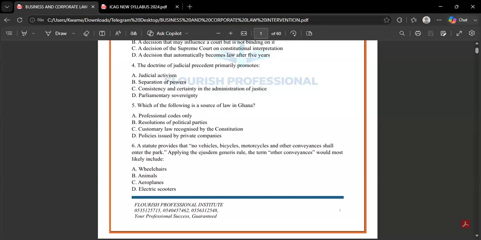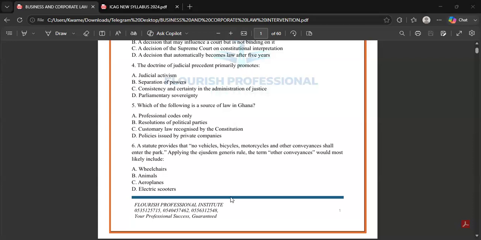The statute provides that no vehicles, bicycles, motorcycles, and other conveyances shall enter the park. Applying the ejusdem generis rule, the term other conveyances would most likely include: A. Wheelchairs, B. Animals, C. Aeroplanes, D. Electric scooters. And I suggest the answer to be B. Animals.